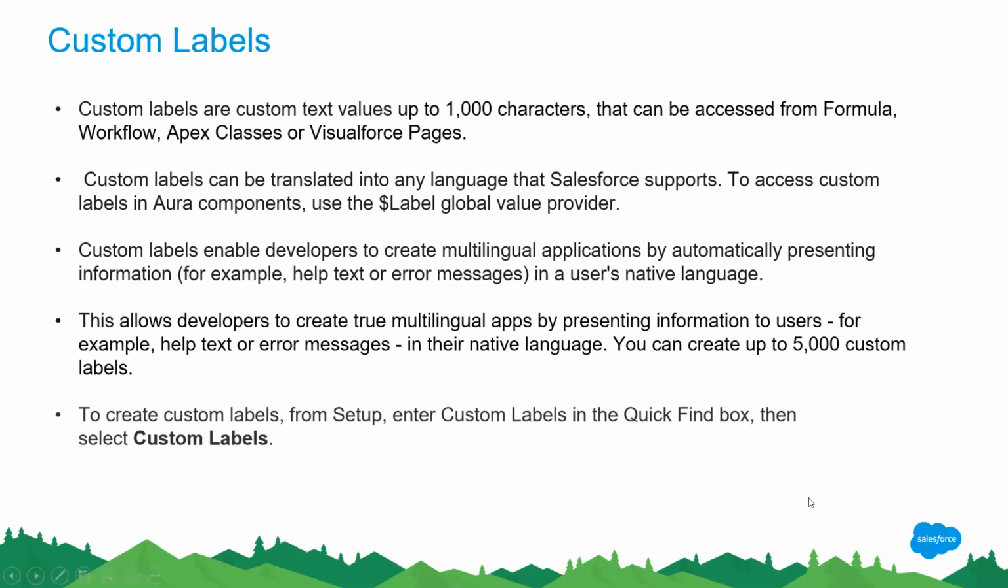You can create as many as 5,000 custom labels. A very big implementation will have even hundreds and thousands of custom labels, and it is multilingual. You can even say it in Tamil, Hindi, or any language Salesforce supports. Okay, and where do you find custom labels? You can go to the setup and find the custom labels.